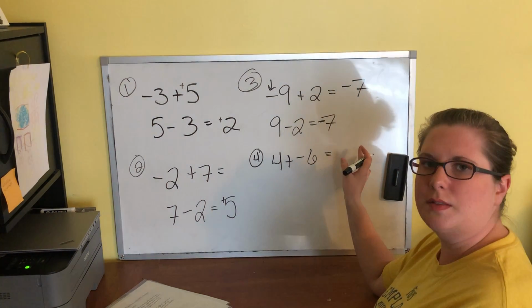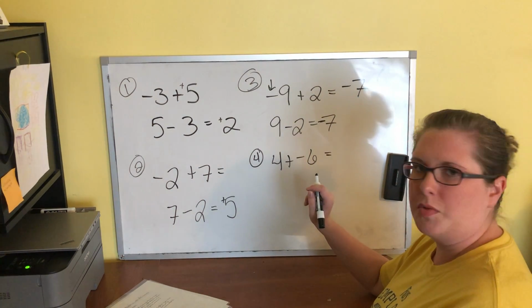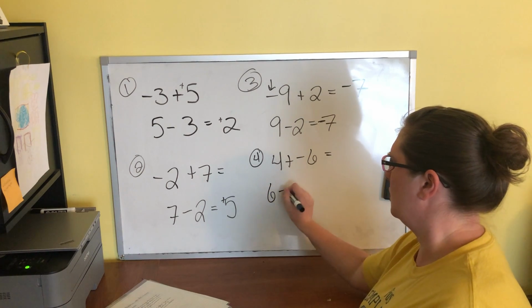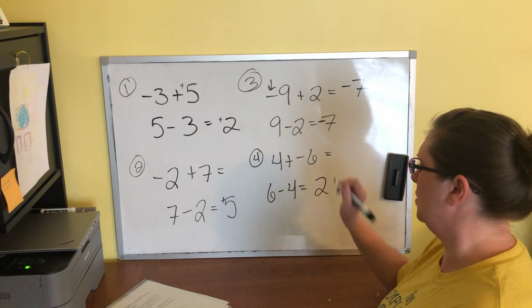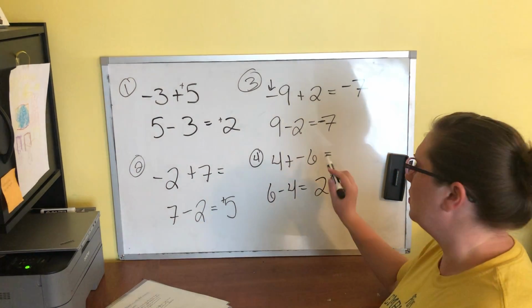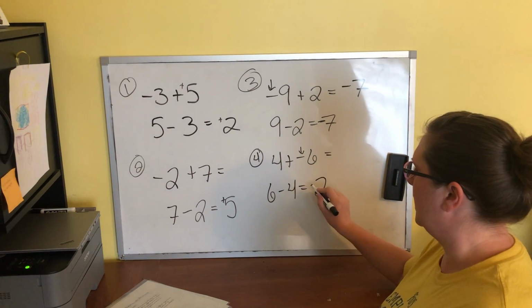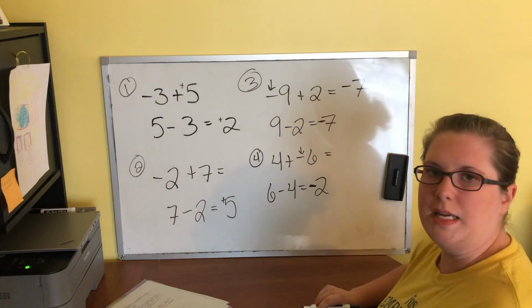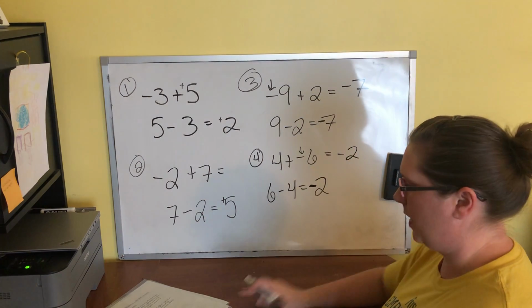4 plus -6. Which number is larger? The 6. So we're going to subtract the 4 to get 2. Now looking at our larger number, what's the sign? It's a negative, so our answer is a -2, okay?